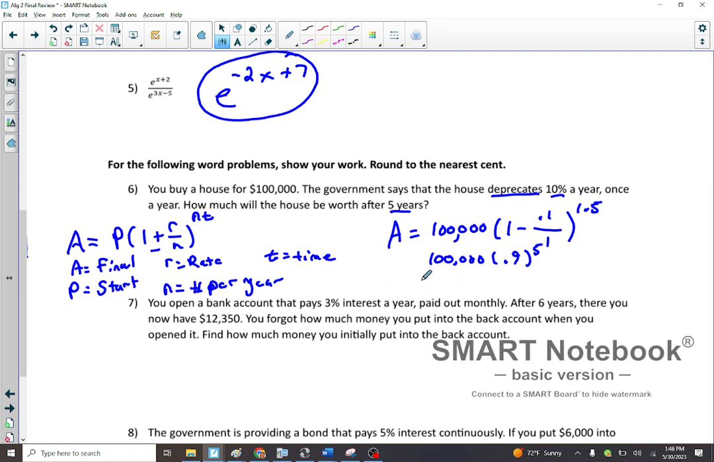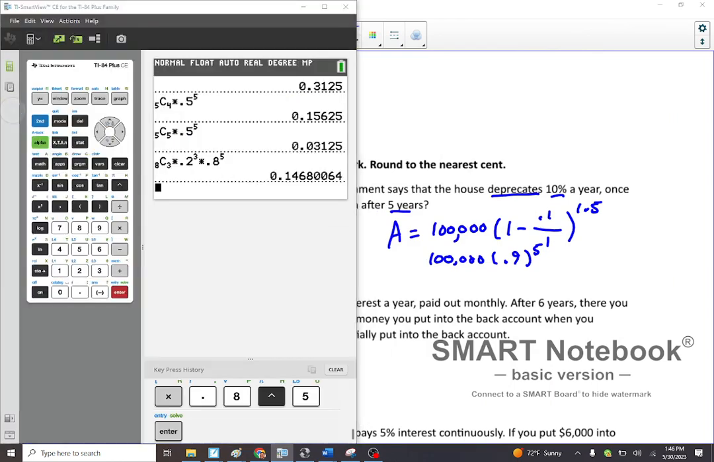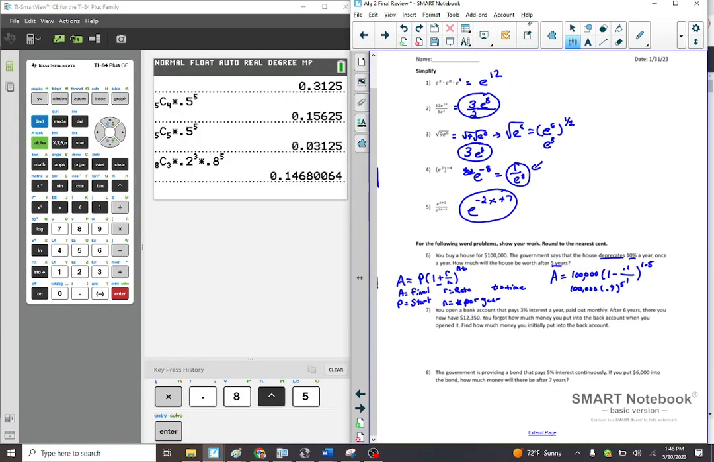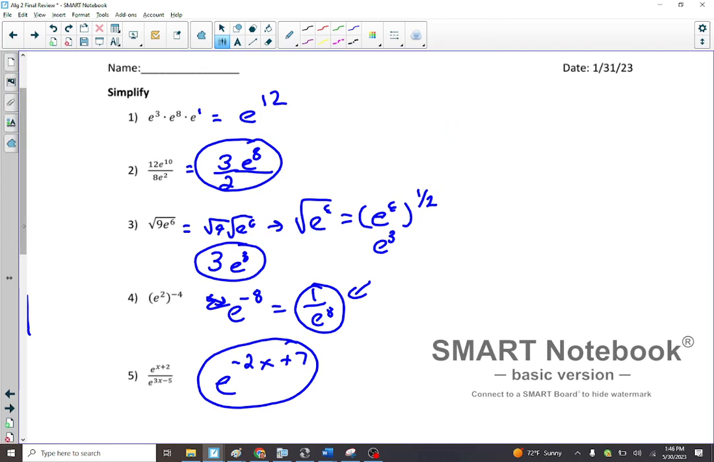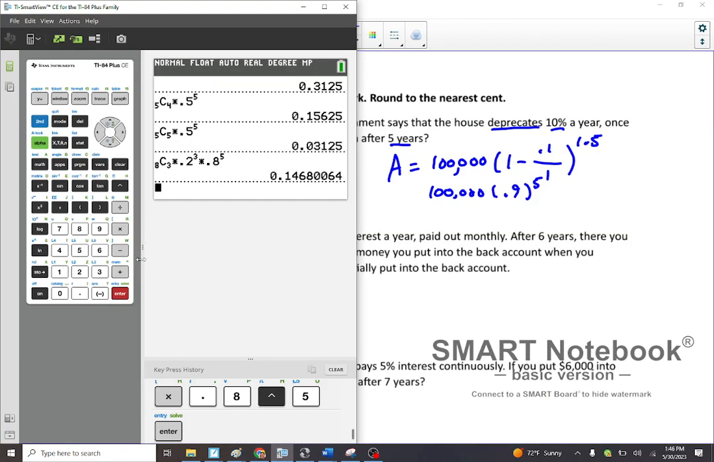Again, you could always just type this straight into your calculator, and I'll do that over here. Oh no, what the? That's too squished. My fault. And then swap here. There we go.